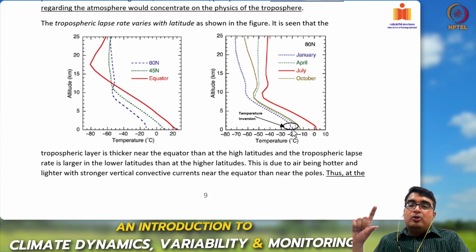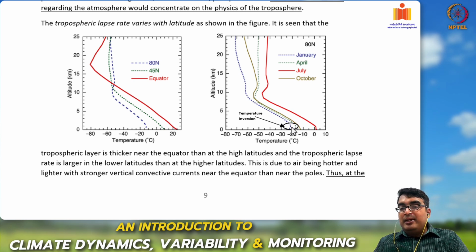So between 0 to 2 kilometers, or mostly 0 to 1 kilometer, as you move up at these high latitudes, especially in winter, the air becomes progressively warmer till you reach a maximum, and then the traditional decrease in air temperature starts. So this temperature inversion near the surface in northern hemisphere winters at high latitudes is a very interesting and unique feature of these regions. Okay.